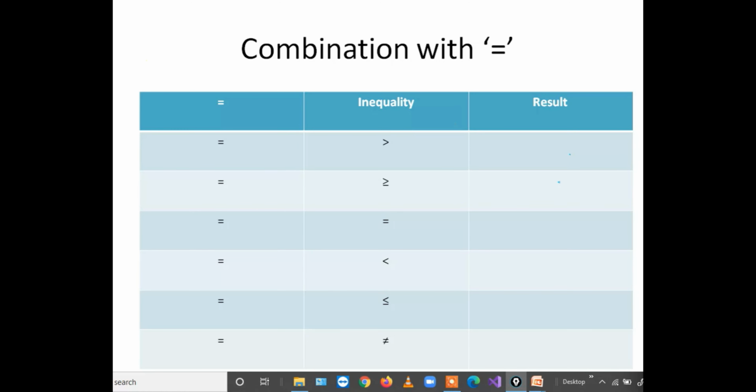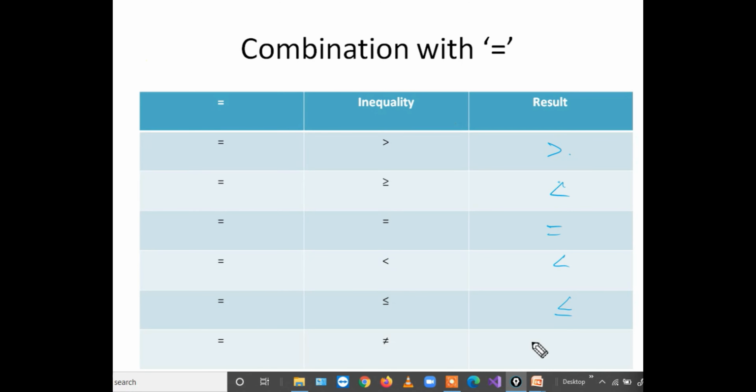Maintain handy notes. Combination with equal to. Equal to with greater than, result will be greater than. Equal to with less than, less than. Equal to with equal to, equal to. Less than or equal to, less than or equal to. Greater than or equal to, less than with less than. Less than or equal to, less than or equal to.